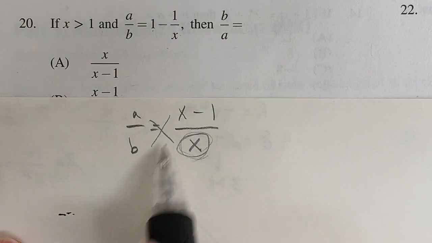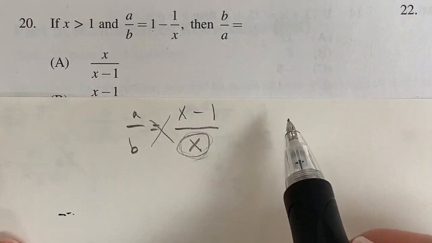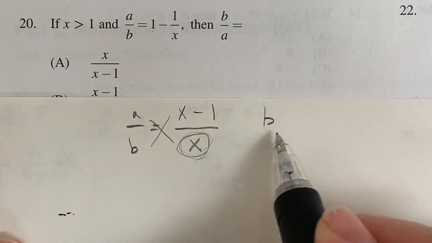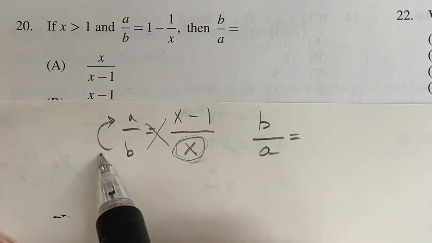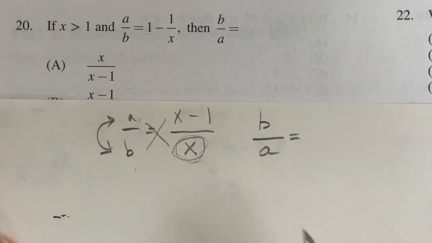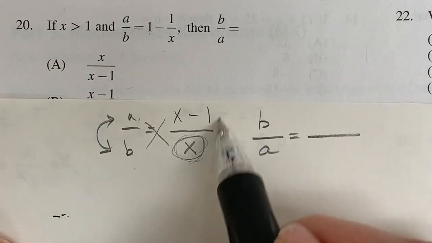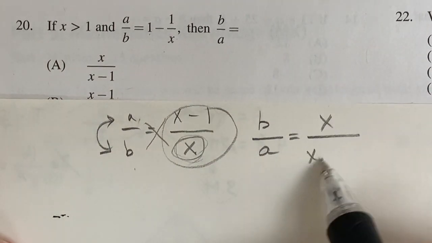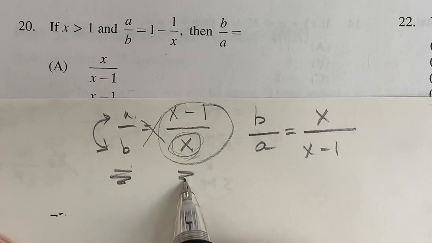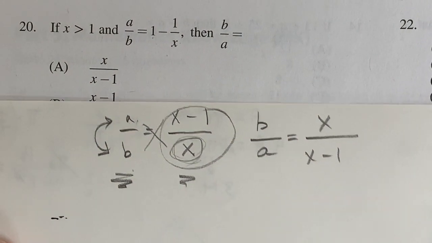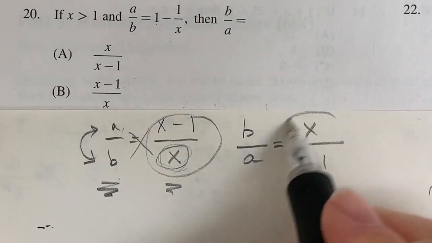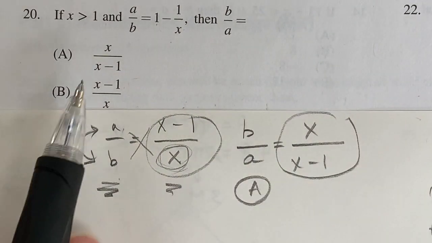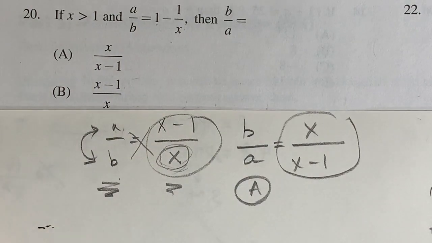Once I cross multiply, that means I will have b over a, because what I'm doing here is just flipping the b over a. That means I will have to flip these guys here too. Once you flip the first part, the second part also has to be flipped. So my answer seems to be A. Okay, it's just the same answer.